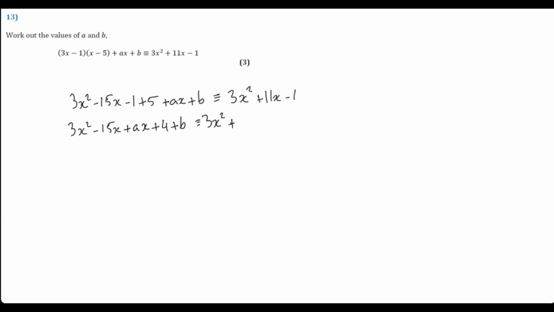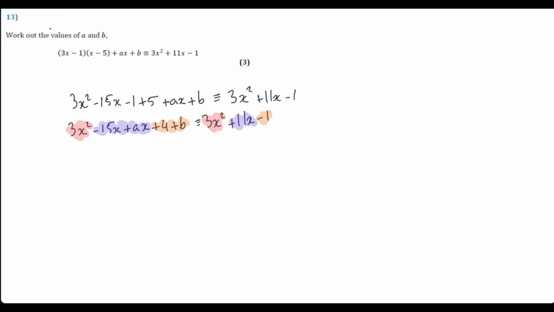Next, what I want to do is just compare like for like, really. Now, I'm going to highlight the x squared terms. We only have this as the x squared term. In terms of the x terms, we have this. And then in terms of the integer, or the number, the constants, we have minus 1.